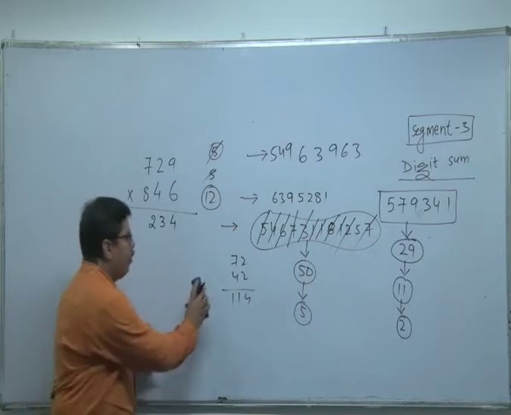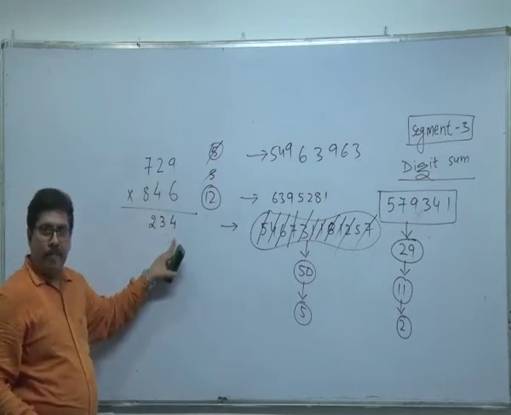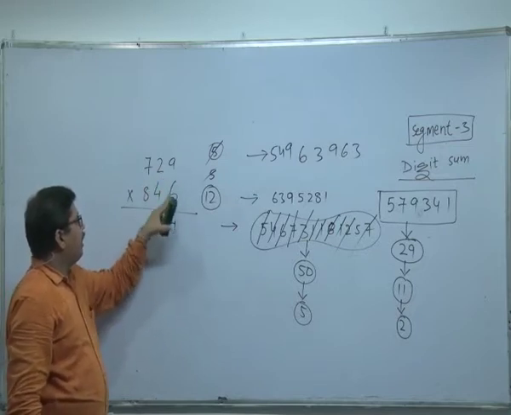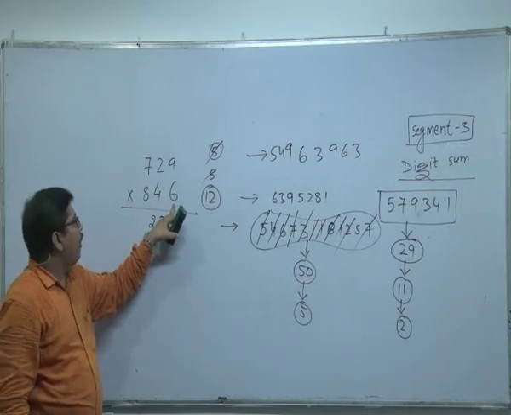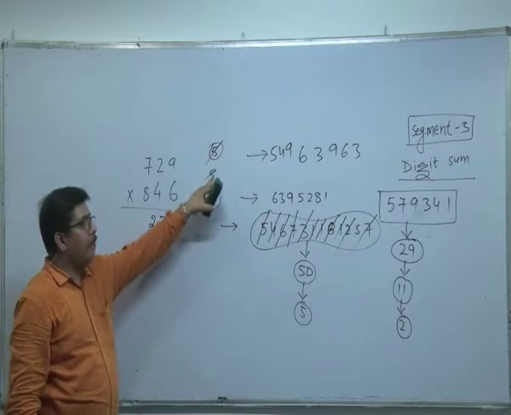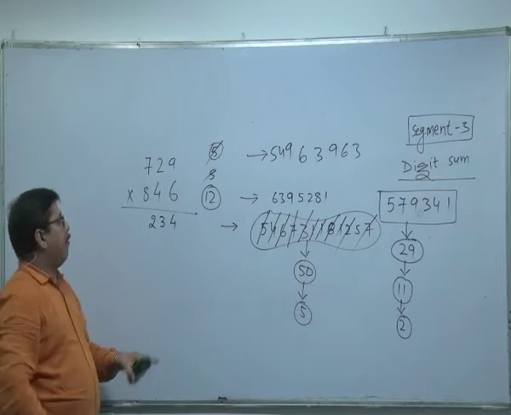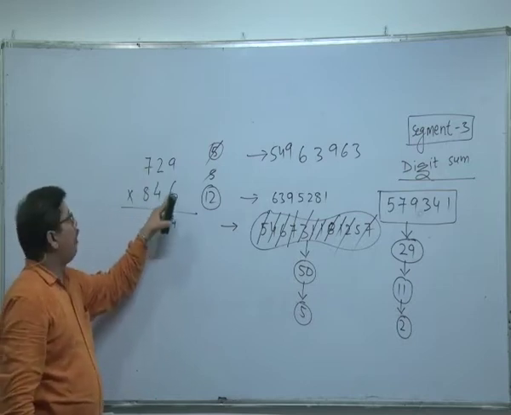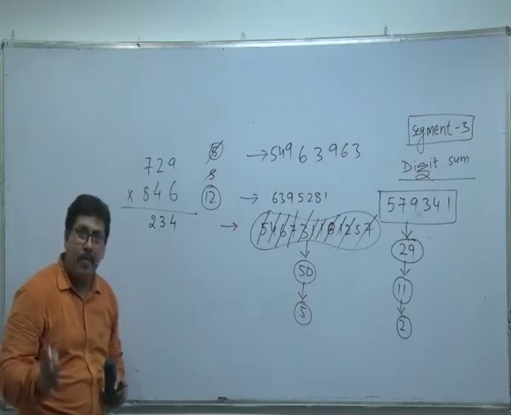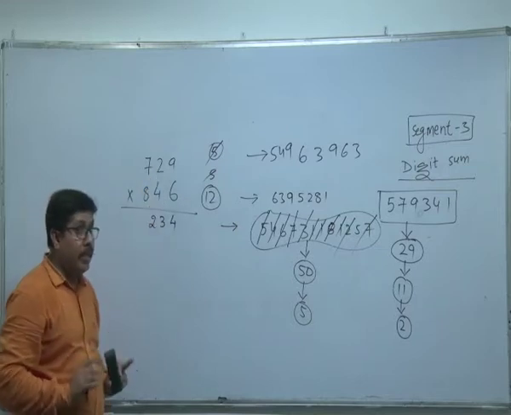Now let me cross check the result one more time. 9 times 6 is 54, 5 is the carryover. 9 times 4 is 36, 36 and 12 is 48. Right? 48 and 5 is 53. 3 is here and 5 is my carryover. Right? Again, 3 digits at a time. 7 times 6 is 42, 9 times 8 is 72. 42 and 72 is 114, right? 114 and 8 is 122.